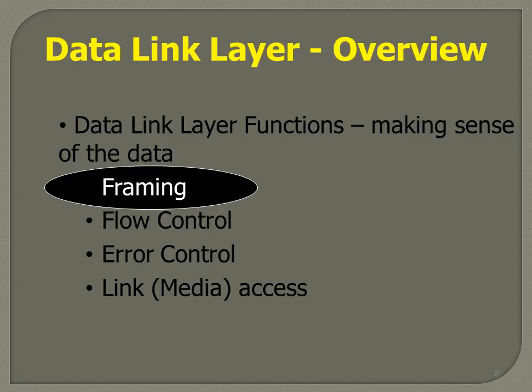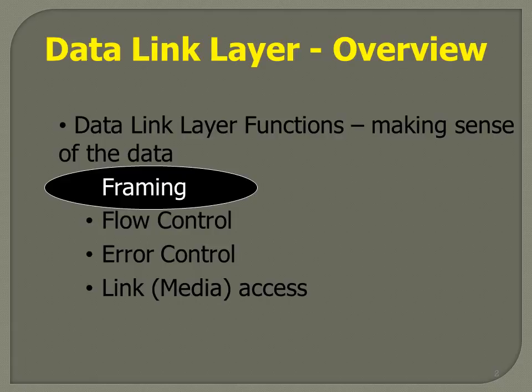The fourth function we talk about is link or media access control. Now this is something which comes up whenever we have a shared media. So when you have a media which is shared by a number of nodes, then we need to determine who gets access to the channel at a given point of time. Obviously, when you have a shared media, if there are two people transmitting at the same time, it will result in collision and loss of data. So to avoid that, we need to have a mechanism to determine who will transmit at a given point of time. So that is normally handled by the media access control.